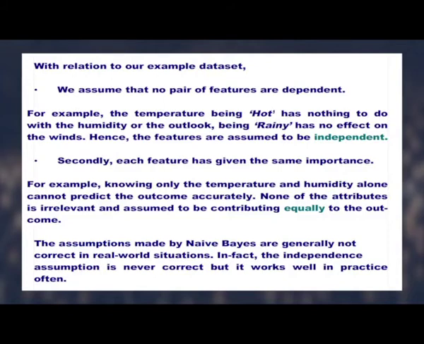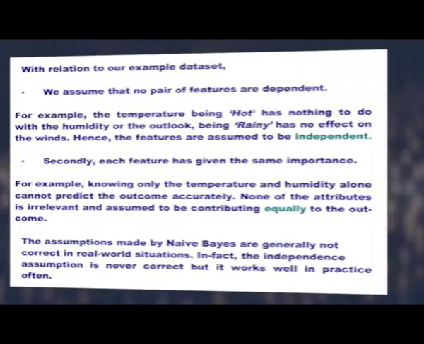Secondly, each feature is given the same importance. For example, knowing only the temperature and humidity alone cannot predict the outcome accurately. None of the attributes is irrelevant, and each is assumed to be contributing equally to the outcome. The assumptions made by naive Bayes are generally not correct in real-world situations. In fact, the independence assumption is never correct, but it often works well in practice.